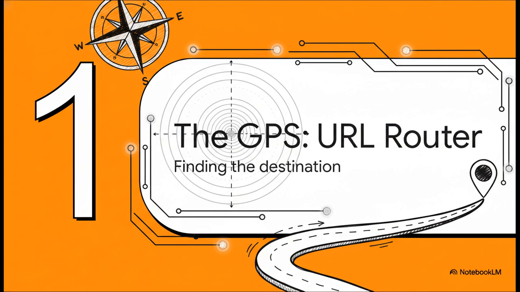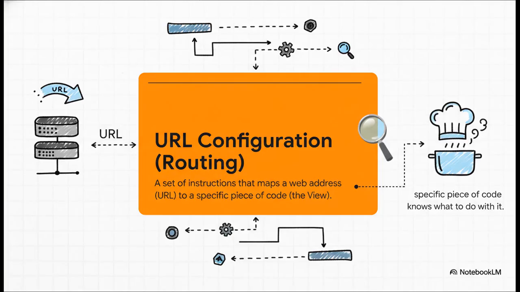See, the very first problem a web server has to solve is looking at the address you typed in and figuring out, okay, which part of my code is supposed to handle this? That's exactly what the router is for. Now, the techie term for this is URL configuration, or just routing. But really, you can just think of it as the GPS's map book. It's a list of every possible address you could type, and right next to each one, it points to the exact chef, that piece of code that's in charge of that specific request.